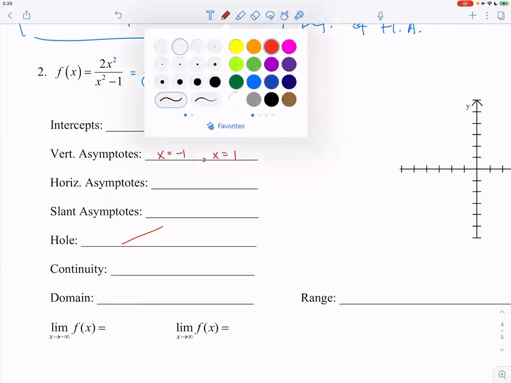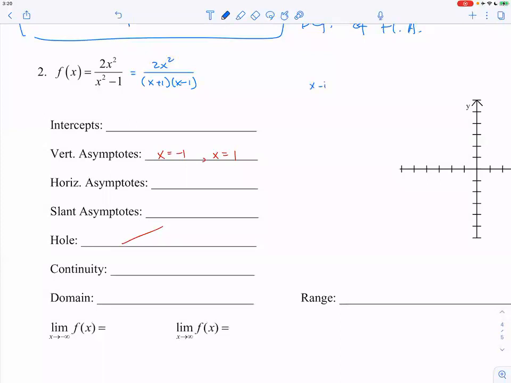So let's go ahead and find our intercepts. The x-intercept is when you have y equal to 0 again. Now, it doesn't matter which version you use. You can use the version on the left, or the version on the right. It doesn't matter because the denominator ultimately does not matter.